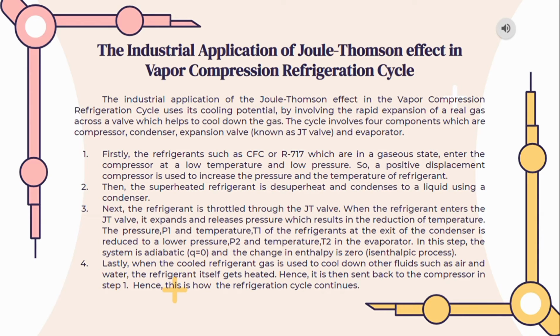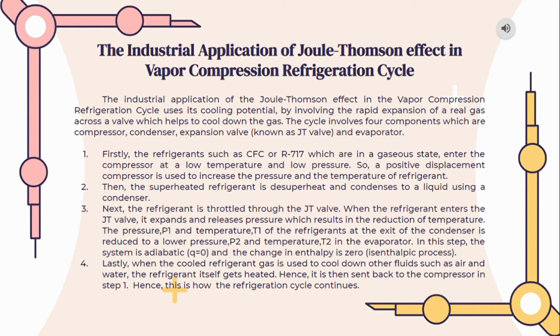The industrial application of the Joule-Thomson effect in the vapor compression refrigeration cycle uses its cooling potential by involving the rapid expansion of a real gas across a valve, which helps to cool down the gas. The cycle involves four components, which are compressor, condenser, expansion valve, known as the Joule-Thomson valve, and evaporator.